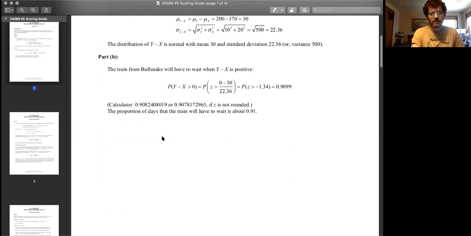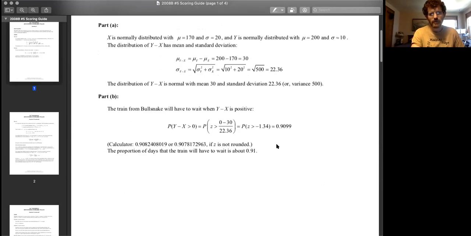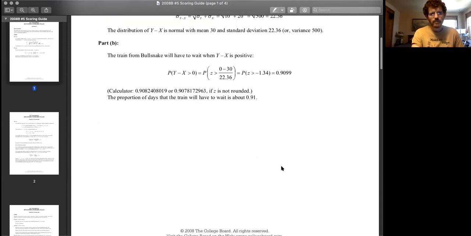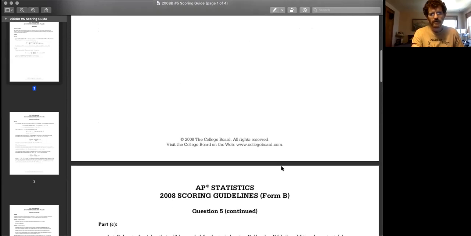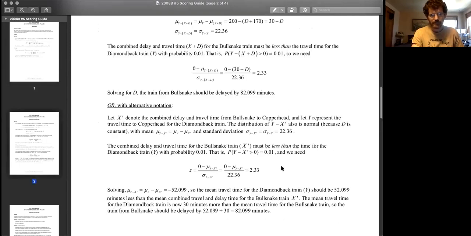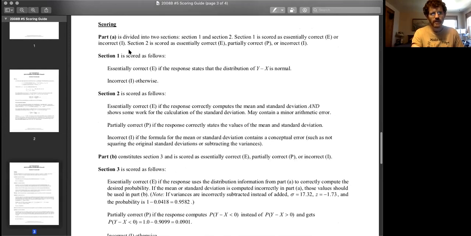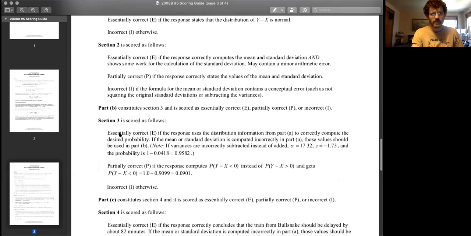In fact, you don't even need to look at that really if you don't want to, though you will need to compare your answer to these calculations. But once you've looked through that real quick, you can come down here. The next part, starting on page 3, is the scoring. So now you can say, okay, part A is going to be scored this way and this way. They split it up into 2 sections. Part B will be scored a certain way, and part C.